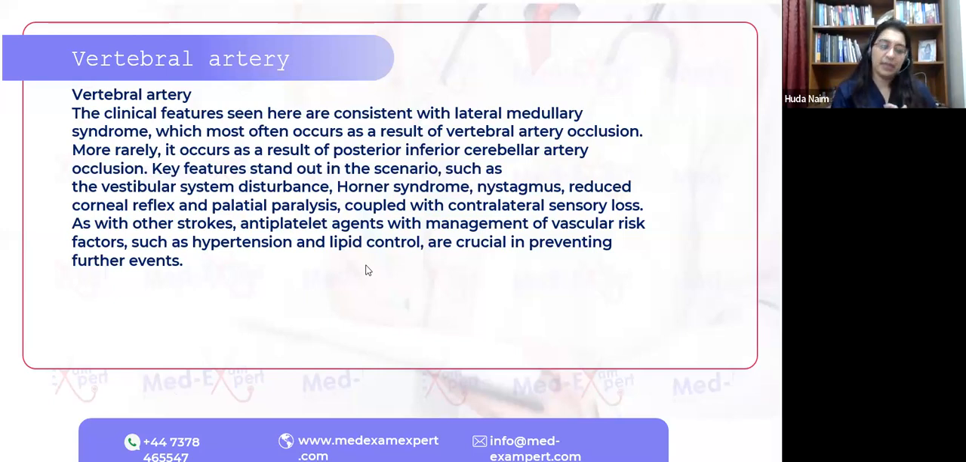So the vertebral artery would be leading to lateral medullary syndrome, and you will have involvement of the vestibular system. Now, what else could have been asked? They could have asked you what would have been the next step in the management of this patient. Would you lower the blood pressure? Would you do TPA? Would you anticoagulate? What would you go for? And they're telling you that it's a very acute onset of stroke. How will you manage?